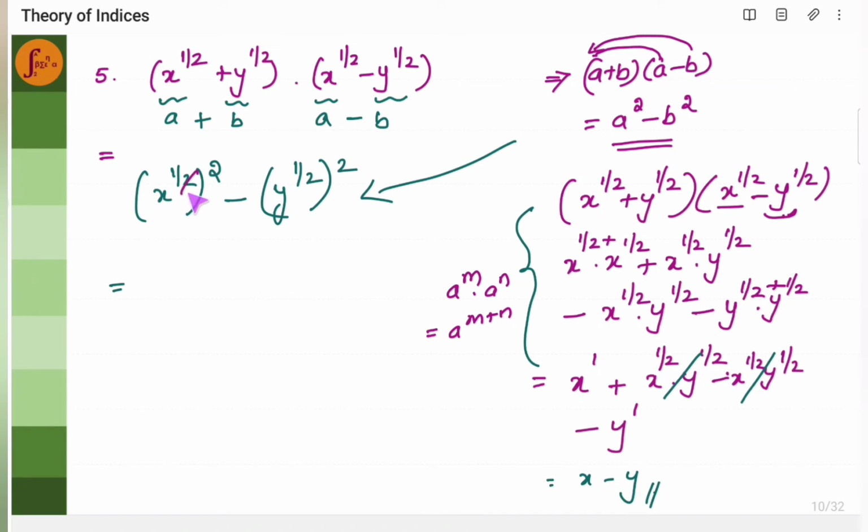So here 2 and 2 will get cancelled. I'll get x minus y. See, in just one step I got this answer. If you remember this formula, in one step you'll get this answer. Else you'll have to do all these multiplications.